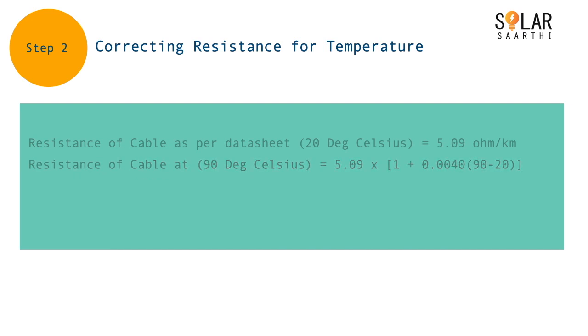So resistance at 90 degrees Celsius is equal to 5.09, that is the initial resistance, multiplied by 1 plus 0.0040, that is the temperature coefficient for copper, times 90 minus 20, the temperature difference. So the corrected resistance for the higher temperature value is 6.52 ohm per kilometer. Now we have to use this 6.52 ohm per kilometer in our example.